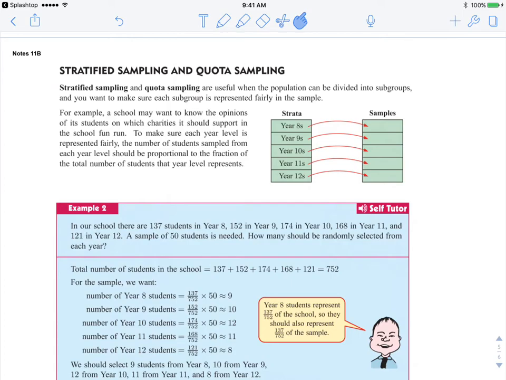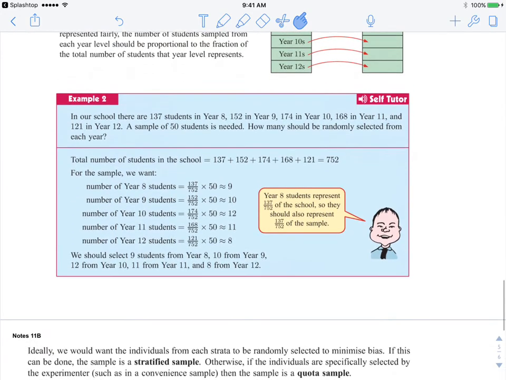To make sure each level is represented fairly, the number of students sampled from each level should be proportional to the fraction. So you have year 8, year 9, year 10, year 11, and year 12, and then you have your samples. Here's an example. In our school, there are 137 students in year 8, 152 students in year 9, 174 in 10th grade, 168 in 11th grade, and 121 in 12th grade. A sample of 50 students is needed. How many should be randomly selected from each year?